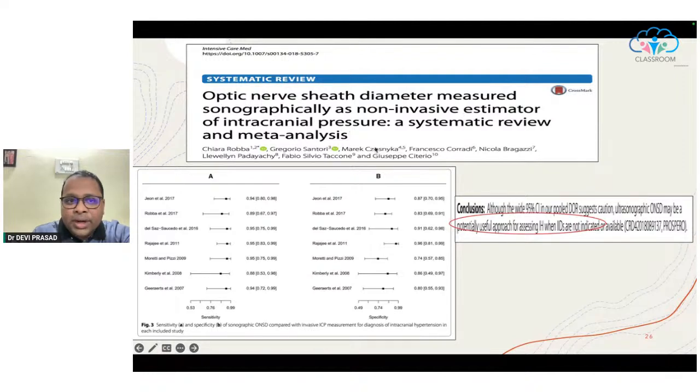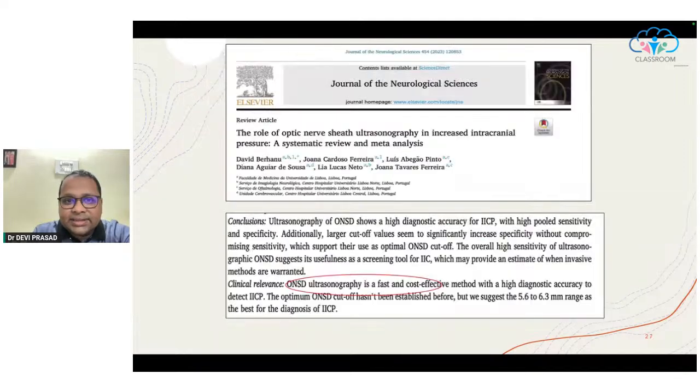This was a systematic review and meta-analysis by Shararova and Yusuf Gitero. And as we can see, the sensitivity and the specificity is fairly high. And although there is a wide 95% confidence interval in the pooled data, the findings have to be taken with caution. Yet they could prove that ultrasonographic ONSD might be a potentially useful approach for assessing intracranial hypertension when the invasive intracranial devices are not indicated or not available, as in resource limited settings.